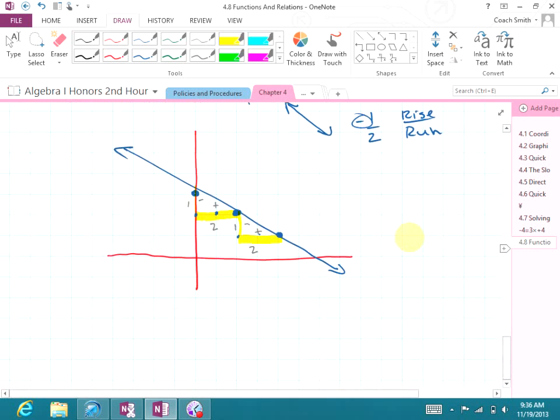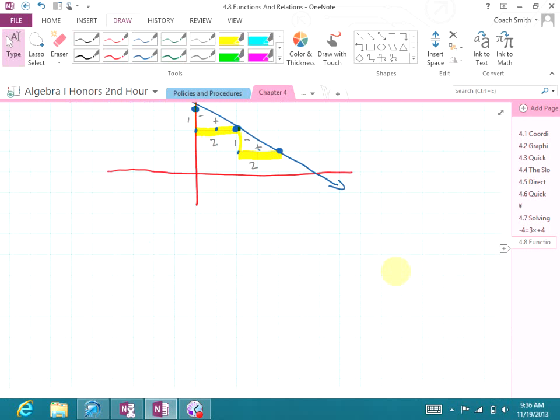All right, let's go back here. All right, 14 through 19. On 14 through 19, I just want you to write yes or no for a function.